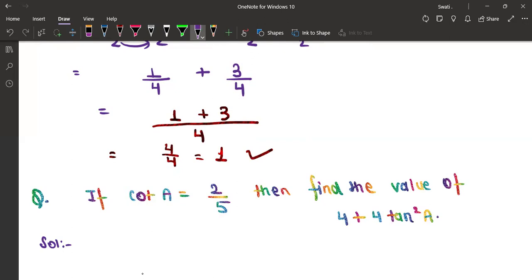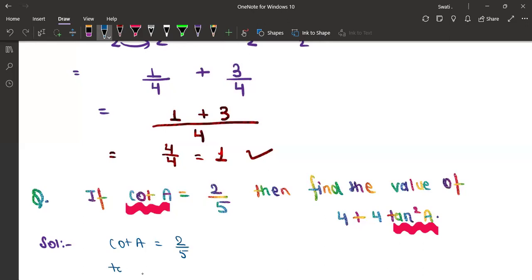Yes. Okay, tell me. See, I'll just tell you one thing here, Manya. Here this is cot A. And in the question that you have to find, there is no cot, but there is tan. But at the same time, you know that there is a connection between cot and tan. That's a hint for you. So you can start now. Okay. What is given? Cot A is equal to 2 by 5 given.